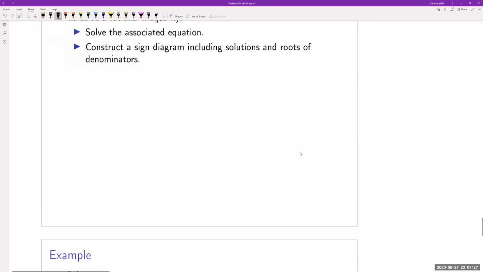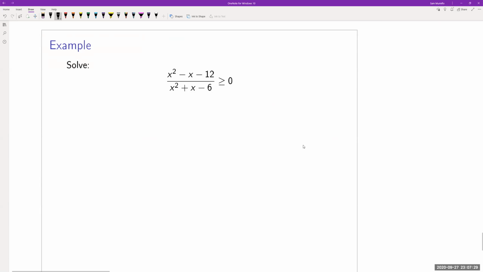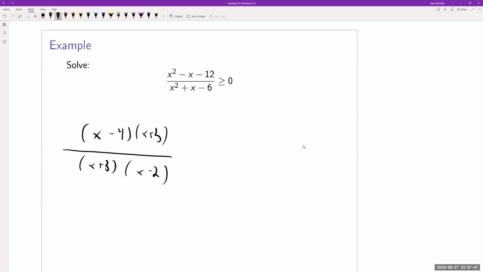Let's take a look. I've got this function, and my approach is going to start exactly the same as if I wanted to graph this thing. Factoring the numerator, I get x minus 4, x plus 3, and in the denominator, x plus 3, x minus 2. Great, let's get all of the important numbers. 4, negative 3, which appears twice, and 2. So these are the numbers that will need to appear on my number line.